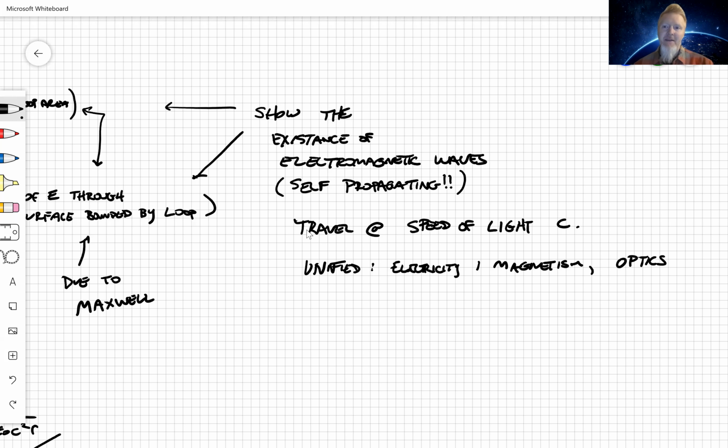So that was the big thing. That was the big thing that came out of this. And that's why the speed of light shows up in Maxwell's equations. And it tells you, wait a minute, these things are light. They travel at light speed and they are light waves. Okay. So that's the big thing.